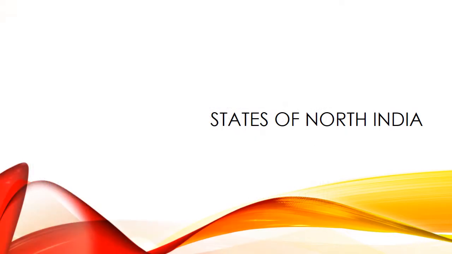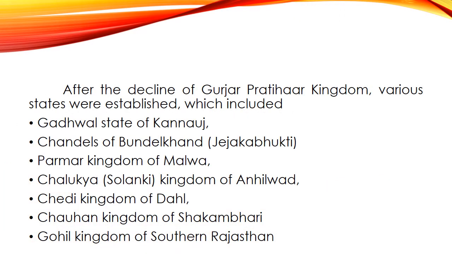The states of North India. After the decline of Gurjar Pratihar kingdom, various states were established which included Gadhwal state of Kannauj, Chandels of Bundelkhand, Parmar kingdom of Malwa, Chalukya or Solanki kingdom of Anilwad, Chedi kingdom of Dal, Chauhan kingdom of Shakambari, Gohil kingdom of southern Rajasthan.